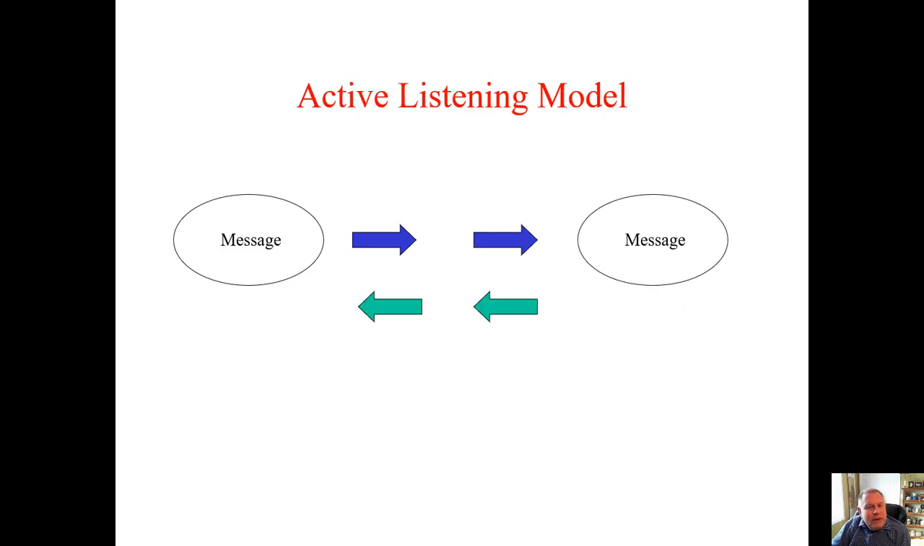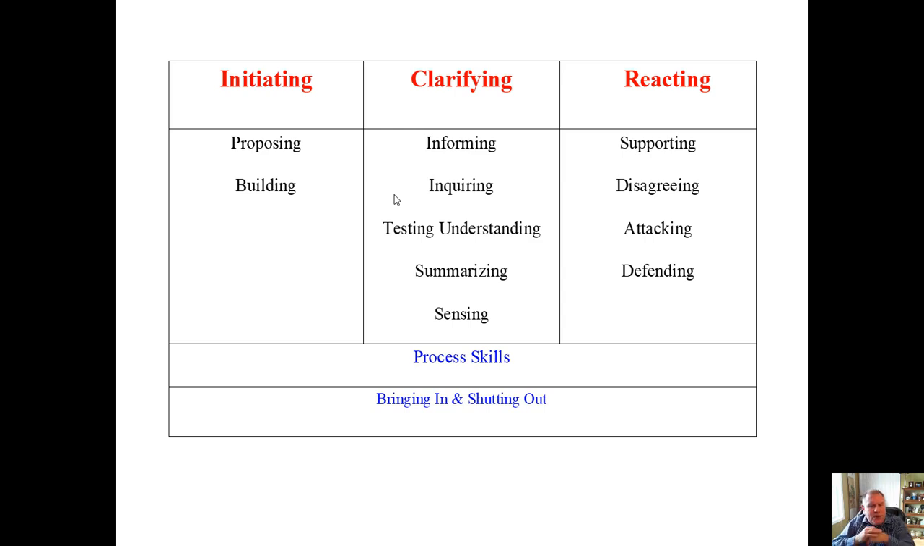We then have the active listening model, where the message is sent and there is this loop that happens. So there's a feedback to make sure that the message sent is the message received. And that requires active listening. Within a group situation, we have a couple of skills that can be used, and they include initiating skills, clarifying, reacting, and process skills. And the first one of process is bringing in and shutting out.